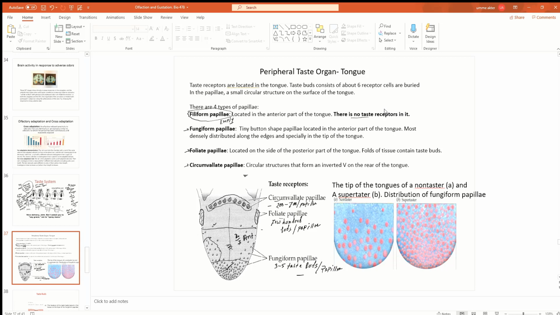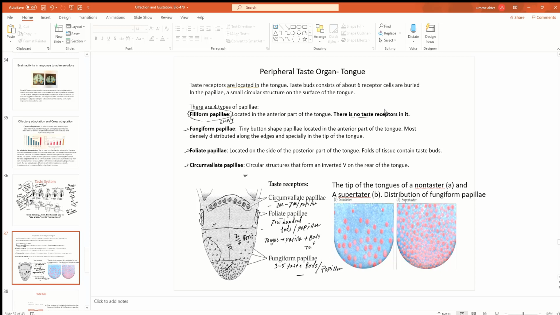So first, if I go from large to small, the tongue is the organ, right? Peripheral organ for gustation. Then on the tongue you have papilla, and you can see both the tongue and the papilla from outside, right? Then inside the papilla you have buds, and inside the taste bud you have taste receptor cells.